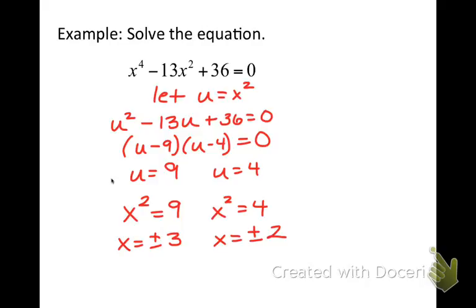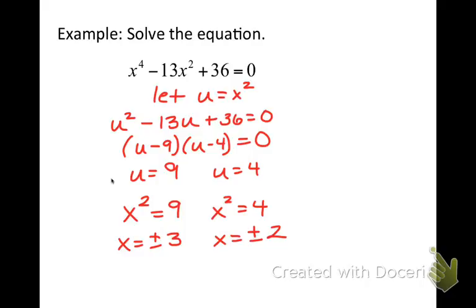If I do the same thing with 2 to the 4th, it shouldn't make a difference. So 2 to the 4th minus 13 times 2 squared plus 36 gets me to 0, so we know we're good to go.